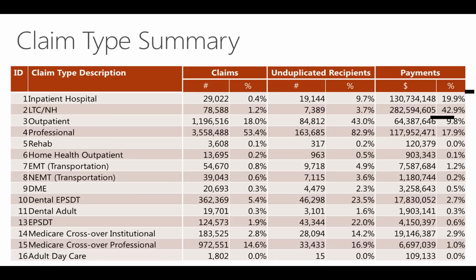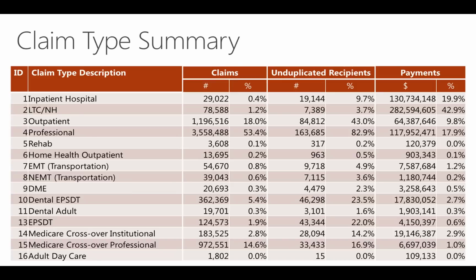On this slide and the next 2 slides, we're going to go over some general summaries within the claim file. You'll notice on this slide that we have listed the number of claims by claim amount, the recipients, and the payments. Inpatient hospitals make up over $130 million for these 200,000 patients.